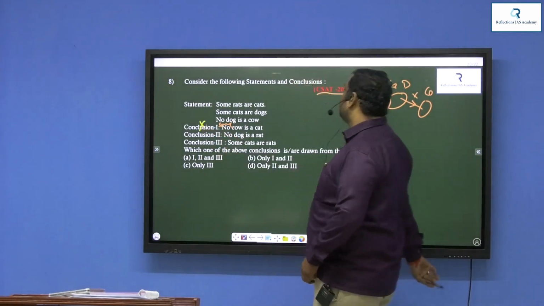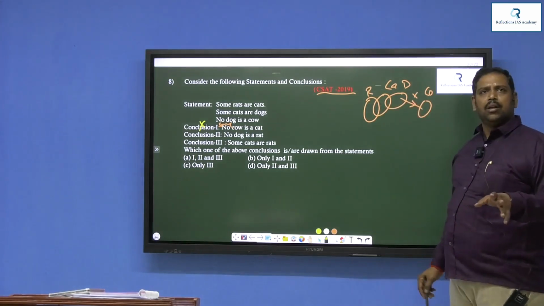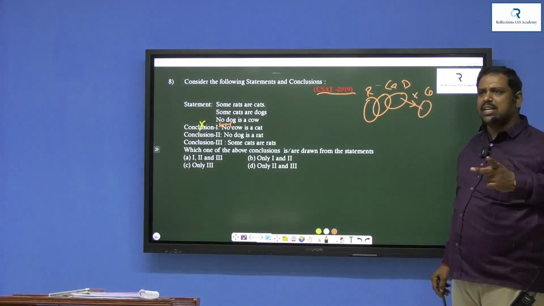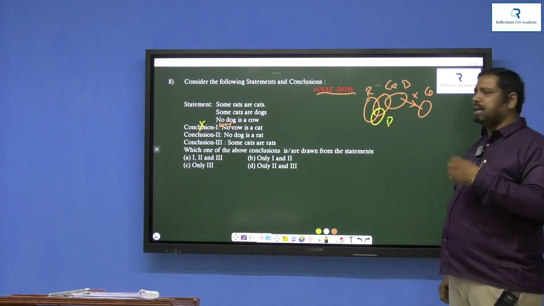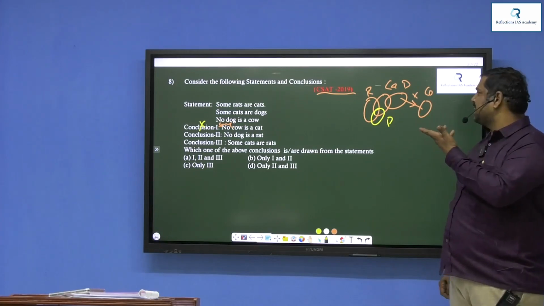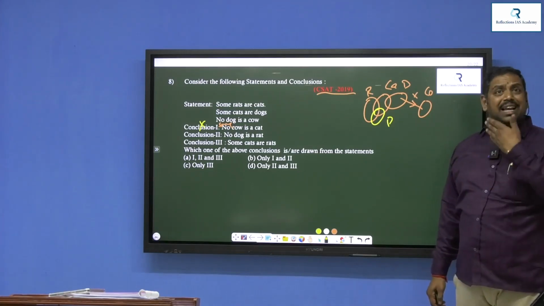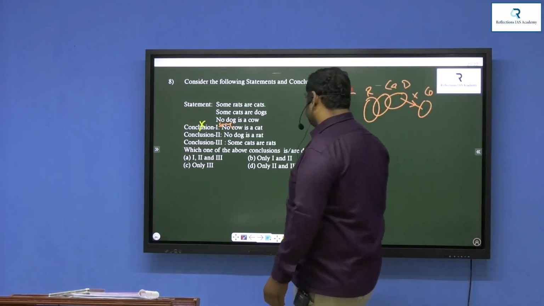Go to the second one. No dog is a rat. Definite negative. From the basic it is superb. Okay, as usual go with the negation. Negation of no is some. So dog can be written like this, right? Yes or no? Okay, some rats can be dogs. Means negation is possible. Means the conclusion is wrong.